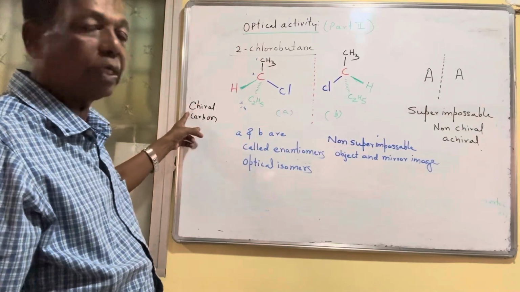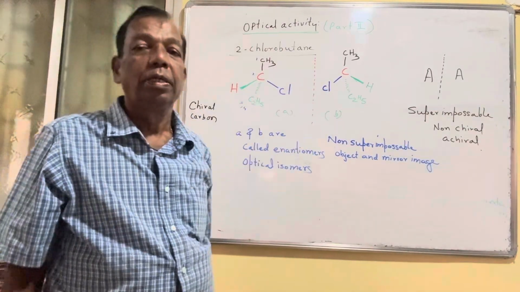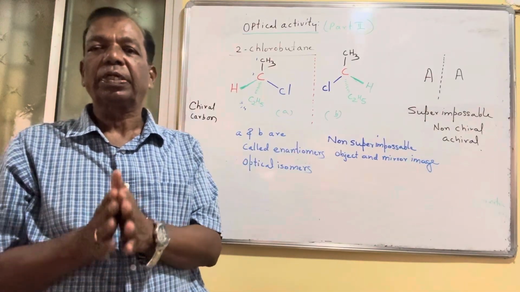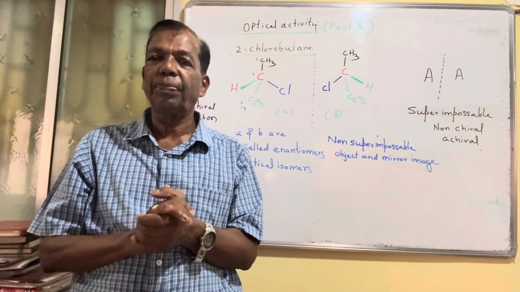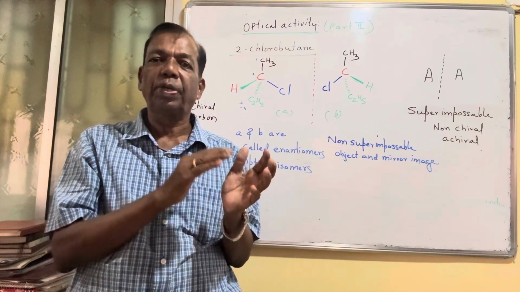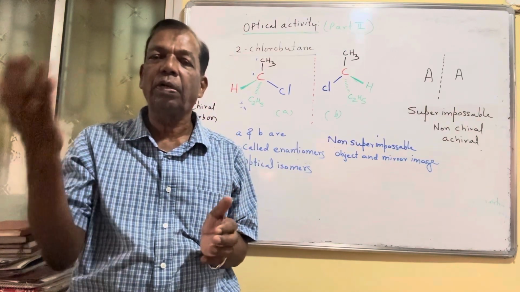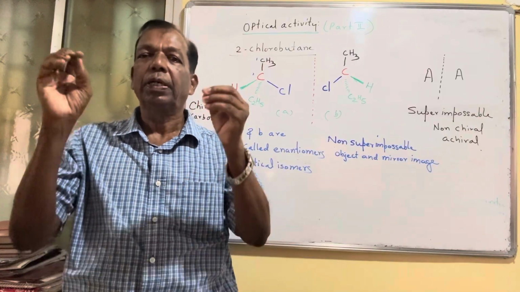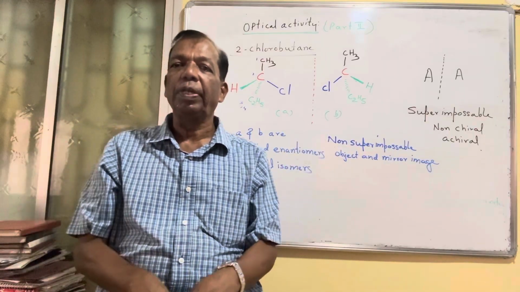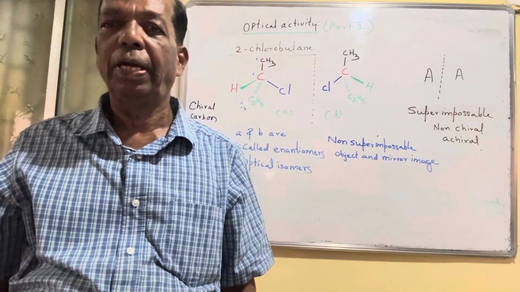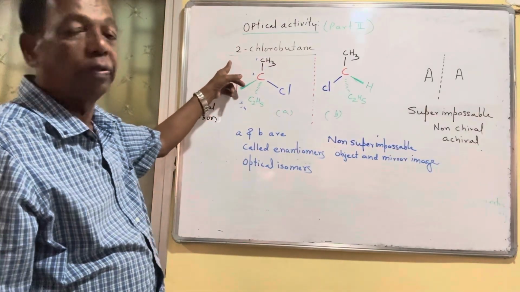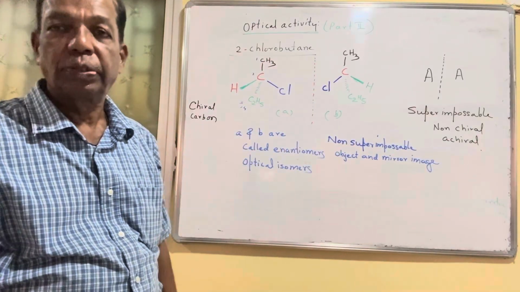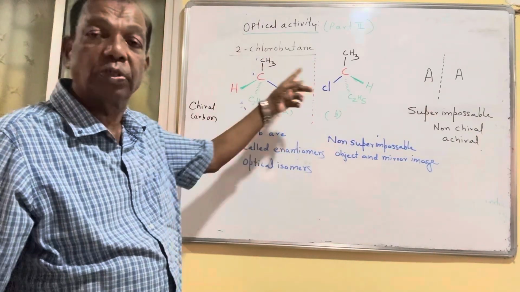So there should always be a chiral carbon, then only they will show optical activity. So what is optical activity? Compounds containing asymmetric carbon capable of rotating the plane of plane polarized light either to the right or to the left are said to be optically active compounds. And the phenomenon is known as optical activity. So for 2-chlorobutane, you can see its two images here, A and B. They are called isomers, optical isomers.